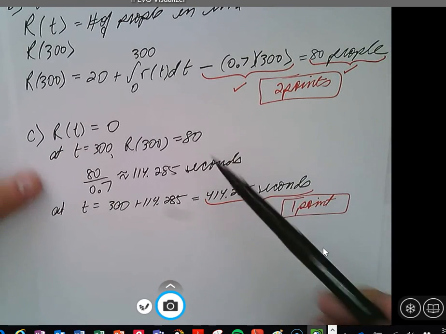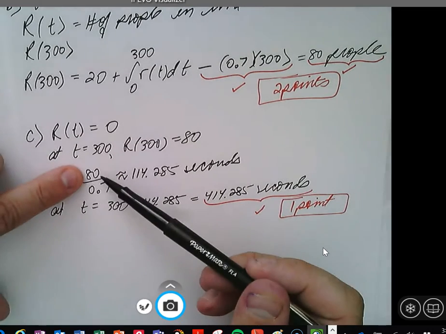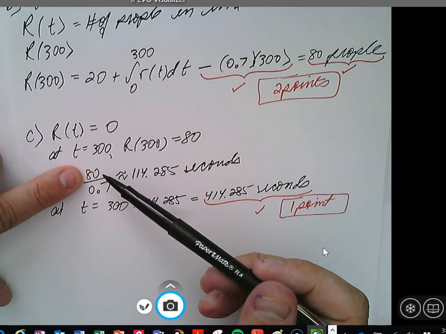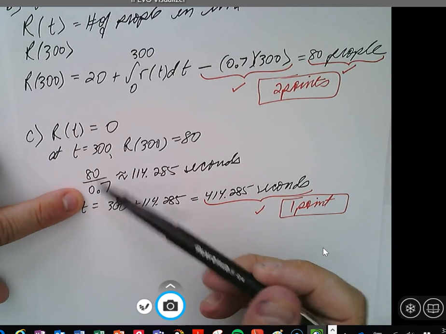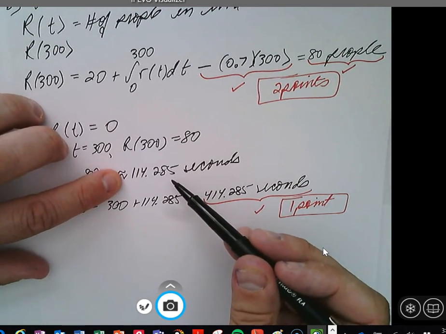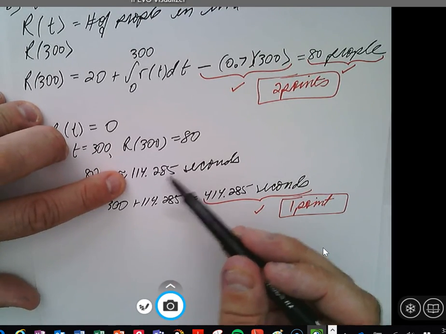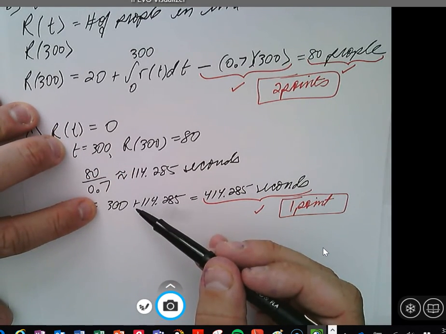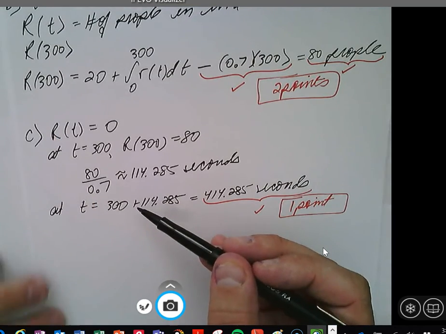There wasn't a lot of calculus that needed to be done in Part C. It was more about, do you really understand the situation? We had 80 people still waiting to get in line. They get in line at a rate of 0.7 people per second. 80 divided by 0.7 is how many seconds it'll take to get all 80 of those people onto the escalator, but we had to add that to the initial 300 seconds that we required in order to get people on.